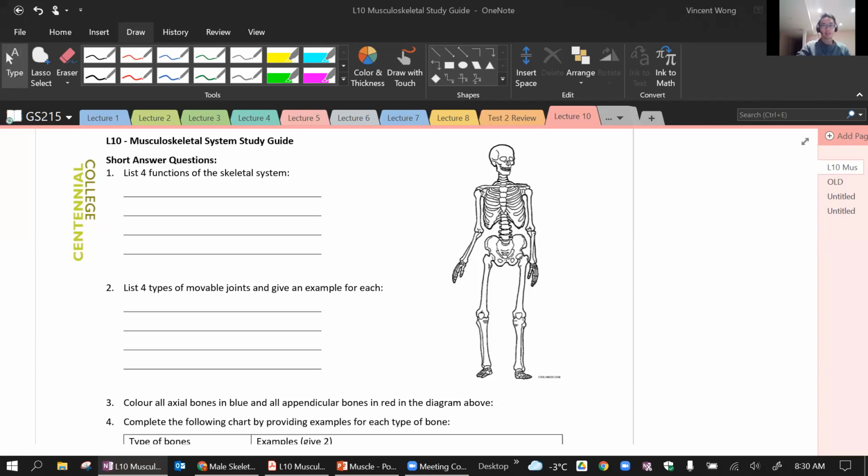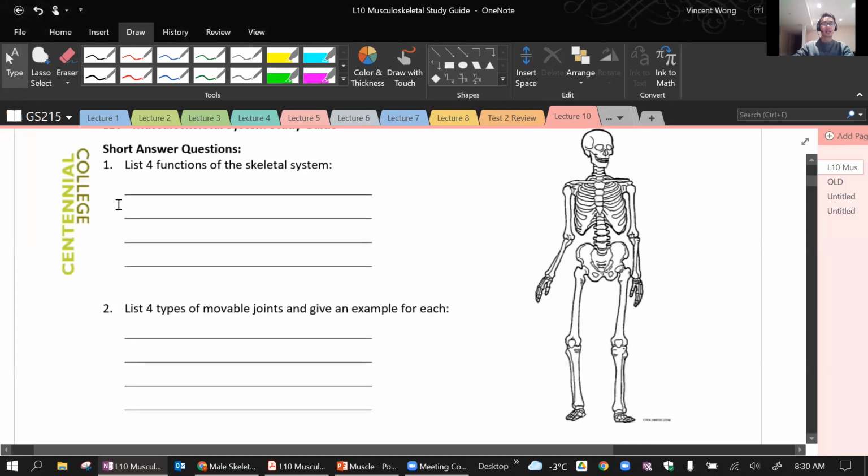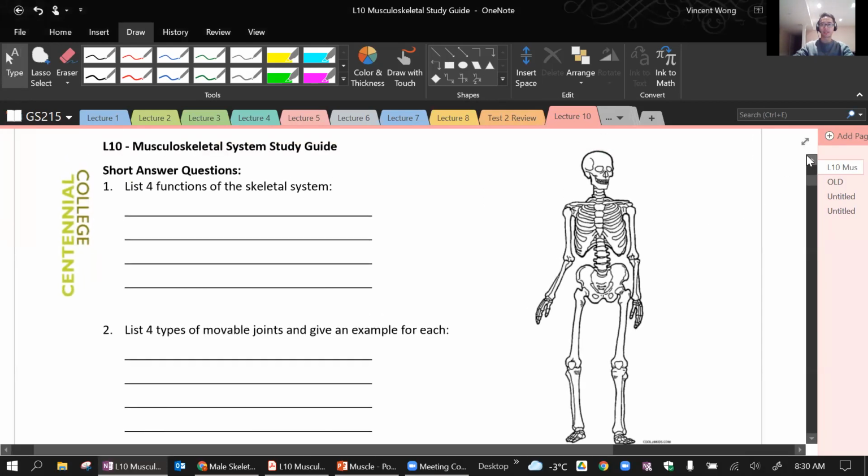Today we will be doing lecture 10, and you've already seen the recordings for the bones portion. And then later on in the tutorial, I'm going to do the muscle portion with you. So let's fill in what we can first for the bone portion. All right, so here we go.